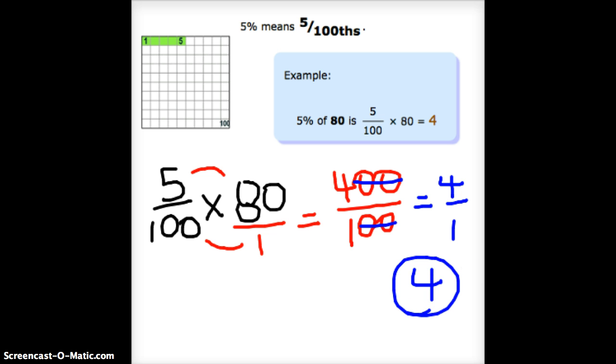I just want to make sure you understand that because I want you to do an example. So here's your turn. This is where you show me that you understand what we're talking about.